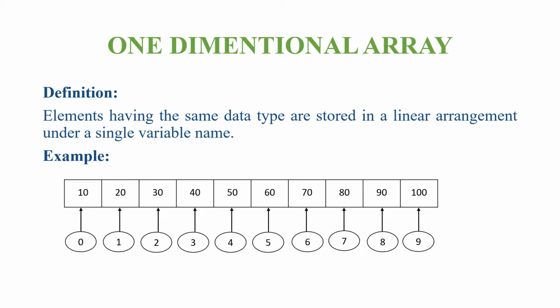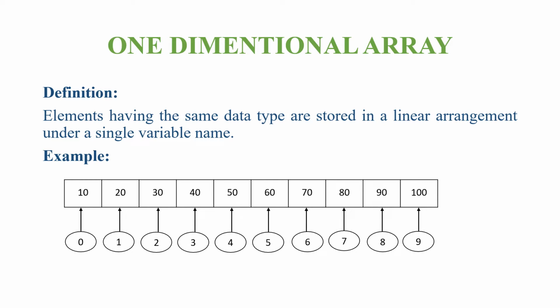As I said earlier, elements having same data type are stored in linear arrangement under a single variable name. Here in the diagram, let me say the size of the array as 10. Generally, in an array, the index value starts from 0 and it ends up to size minus 1. So, the index values here starts from 0 till it ends up to size minus 1. Here size is 10, so 10 minus 1 is nothing but 9. So, the index values are 0, 1, 2, 3, 4, 5, 6, 7, 8 and 9. And in each index value, we have stored an element. How to declare, initialize and store an element in an array we will be seeing in the next coming slides.